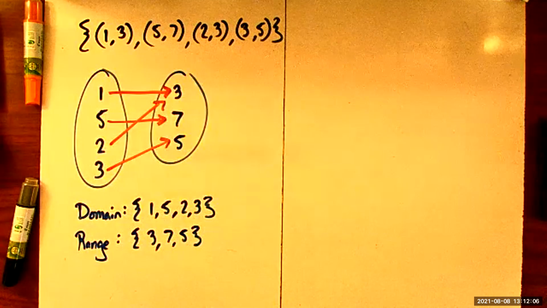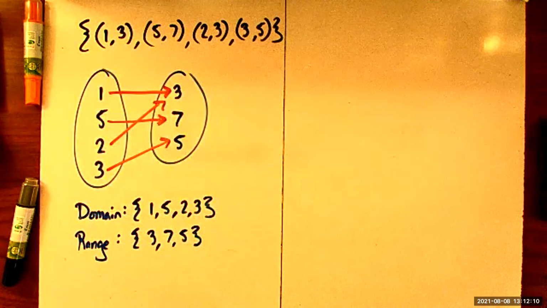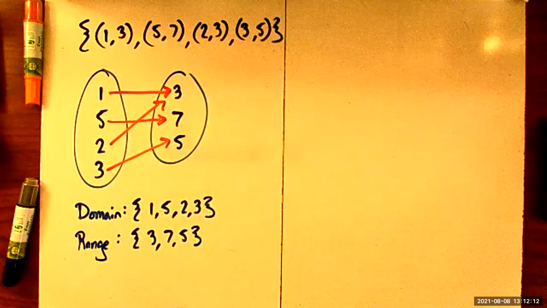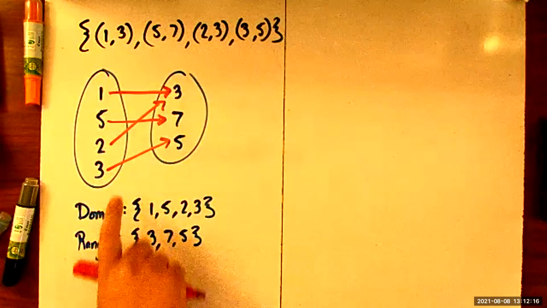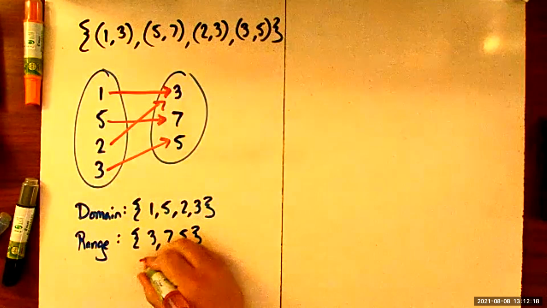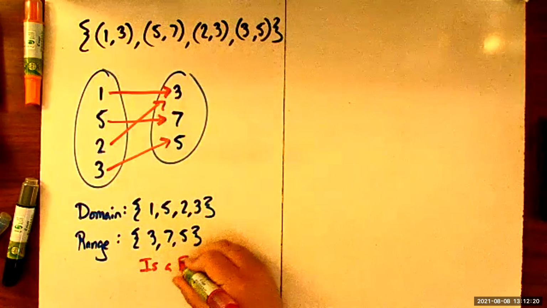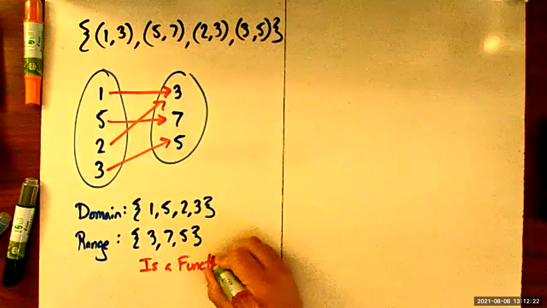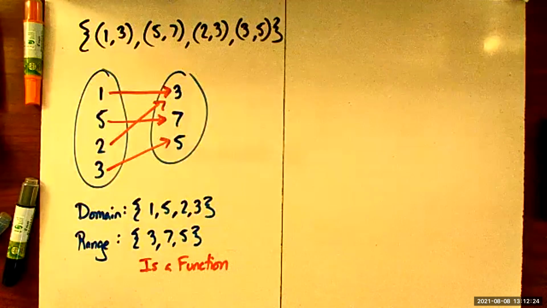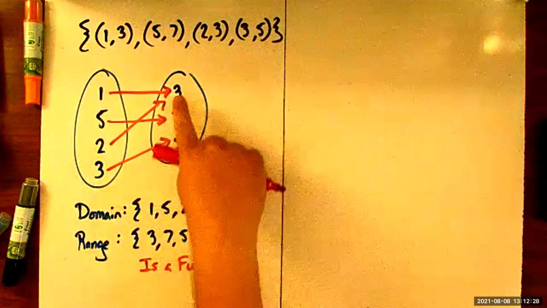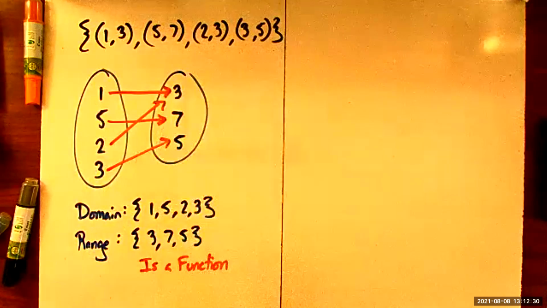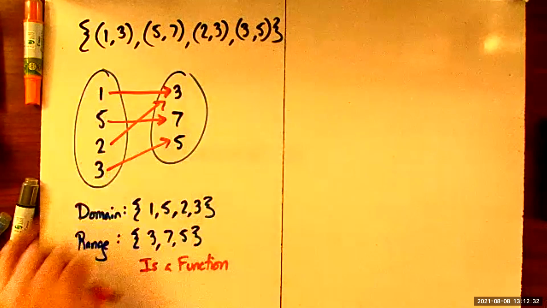Now, the big question, is this a function? Yes or no? What do you think? While I wait for you to respond, knowing there will not be a response, in this case, this is a function. Notice that in this case, the inputs were not repeated. We had an output which was repeated, but that's okay. We just can't have any of the inputs repeated.